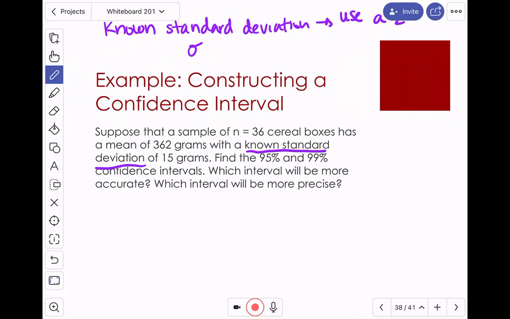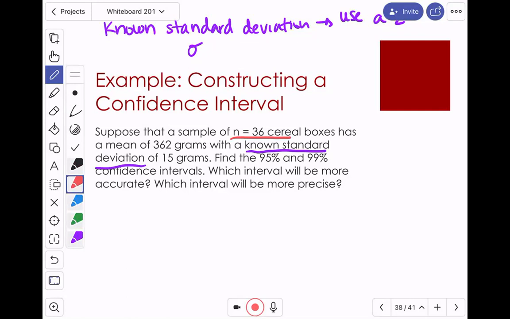So first part, question I have is, do we have a sample size? Yes. And how big is that sample size? 36. What's significant about 36? Greater than 30. So because it's greater than 30, I know I can use the central limit theorem, which tells me that the distribution is approximately normal.